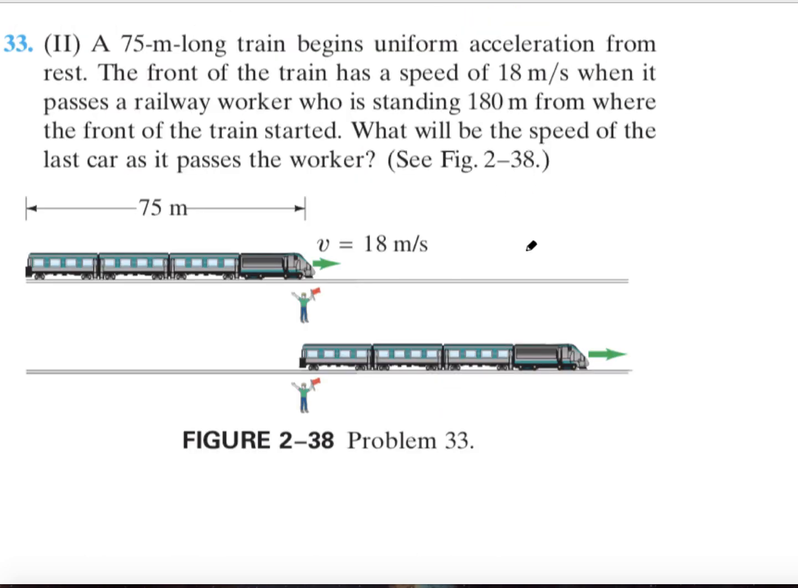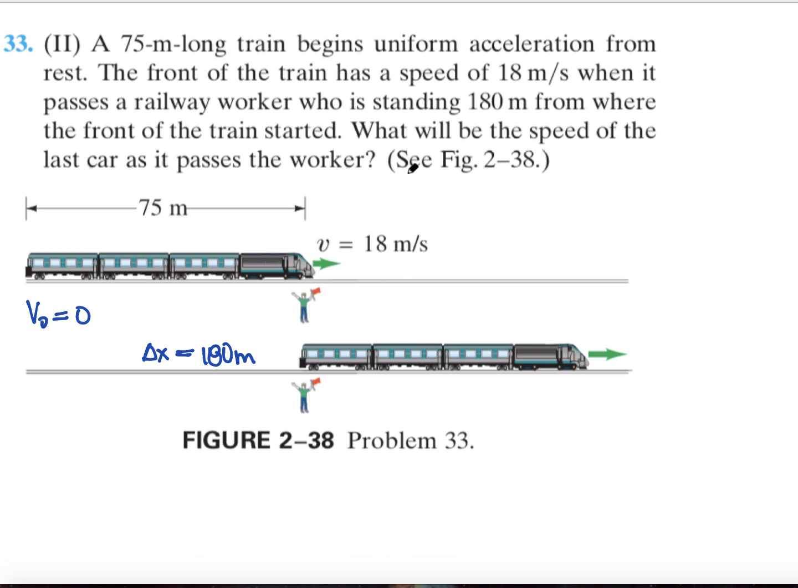So for question 33, we have a 75-meter long train that you can see in the diagram, and it begins to again uniformly accelerate, so constant acceleration from rest. So I know that my initial velocity, v naught, is 0. I started from rest. The front of the train has a speed of 18 meters per second when it passes a railway worker who's standing 180 meters from where the train started. So delta x in this case is 180 meters. Don't let this 75-meter thing confuse you right now.